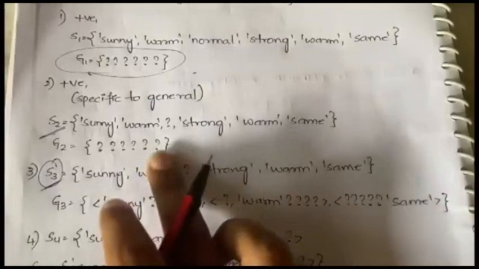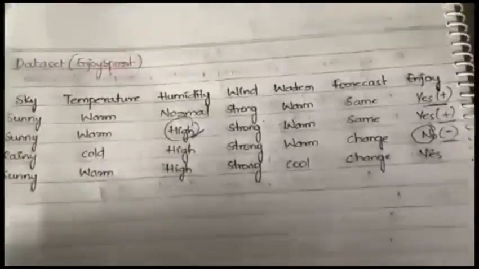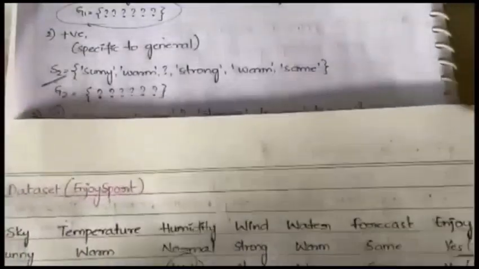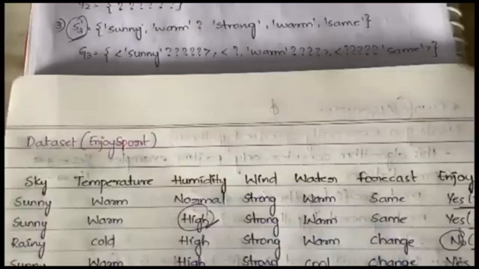Now, let us check the remaining attributes. Strong and strong, same. Warm and warm, same. Same, same, right? So, only in place of normal do you replace it with a question mark, because the values are not matching. If the values match, you keep them the same. Since they do not match in the case of a positive example, you generalize by replacing it with a question mark.